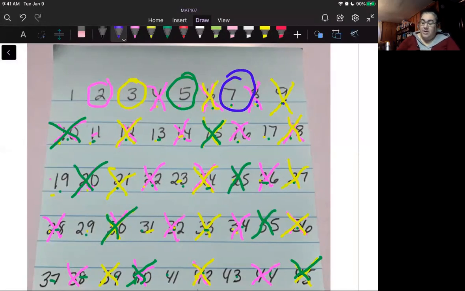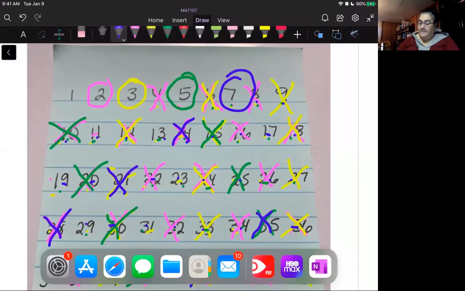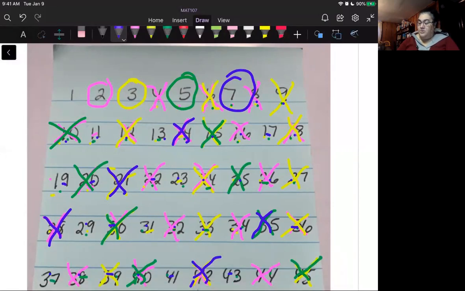1, 2, 3, 4, 5, 6, 7. Continue counting by sevens. And 1, 2, 3, and we run out.